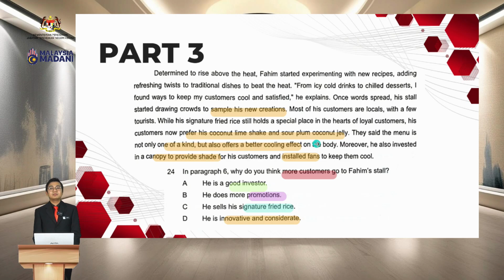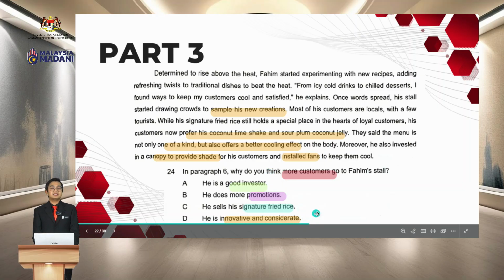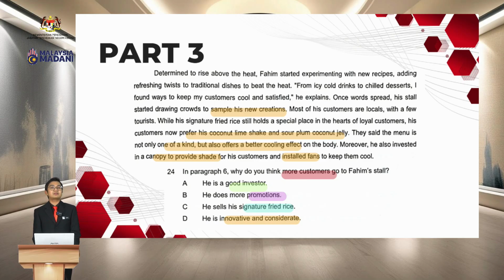Moreover, he also invested in a canopy to provide shade for his customers and installed fans. So this shows that he is very considerate to his customers. So that's why the correct answer will be D. He is innovative and considerate because the customers go to his store because of his new menus, and because he is able to provide shade and install fans for them while they are waiting to get the products.